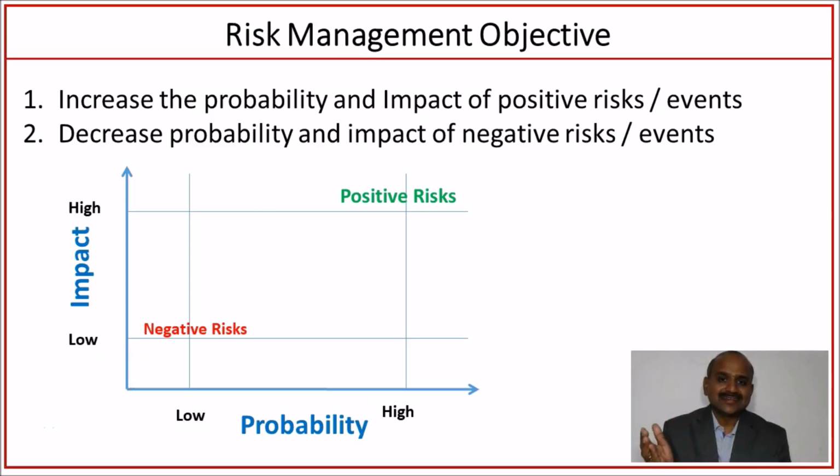Let us now understand the objectives of risk management. We want to manage the risks in such a way that positive risks are kept here. That means their probability is high and their positive impact is high. We want to manage the negative risks in such a way that their probability is low and their negative impact is low. Thus, risk management has two objectives. Number one is to increase the probability and impact of positive risks or events, and to decrease the probability and impact of negative risks and events.